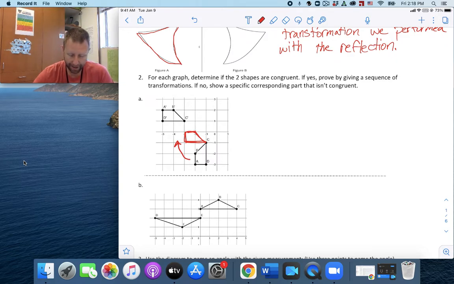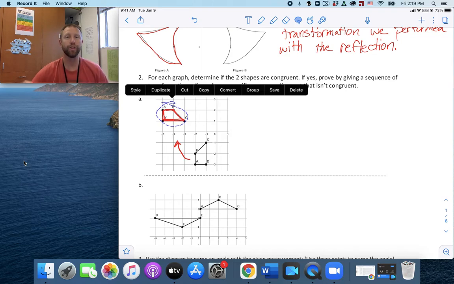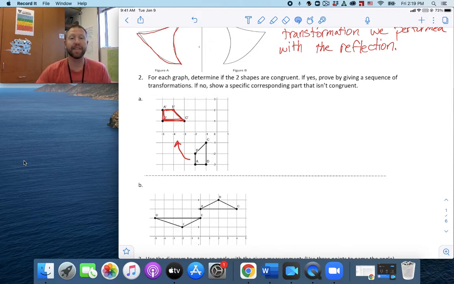Now, can I translate this? Now this should be easier. If I translate this, let's see how many units up would I have to go? 2 units up. 1, 2 units up, and then 2 units to the left. 1, 2 units to the left. Whoops, I almost had it. Darn it. Would you look at that? It formed right on top of that A prime, B prime, C prime, D prime. I'm going to go ahead and write down that, yes, they are congruent. So yes is my answer.